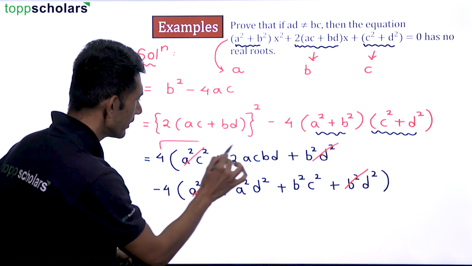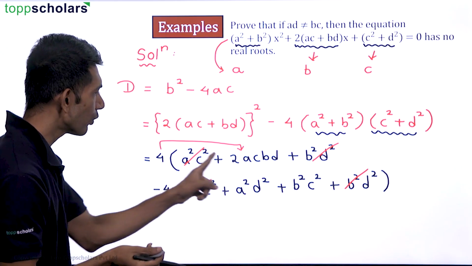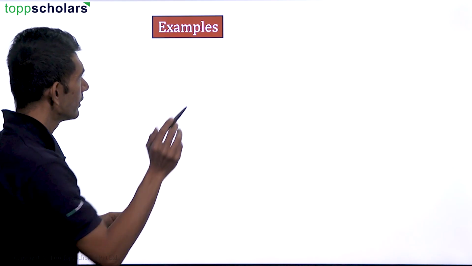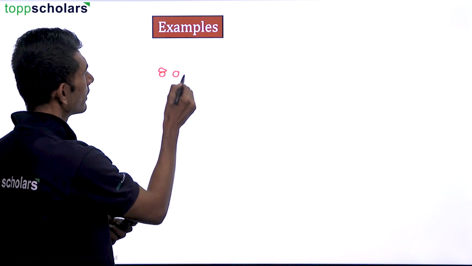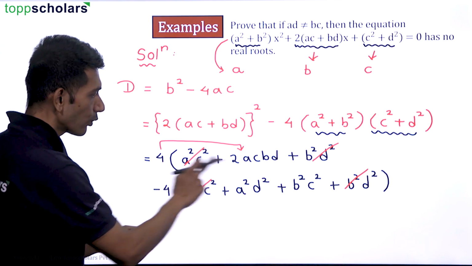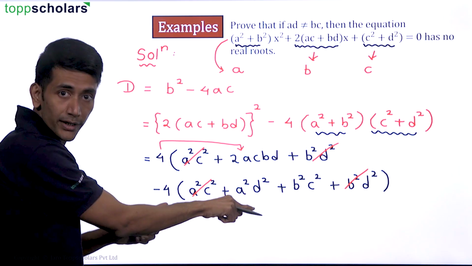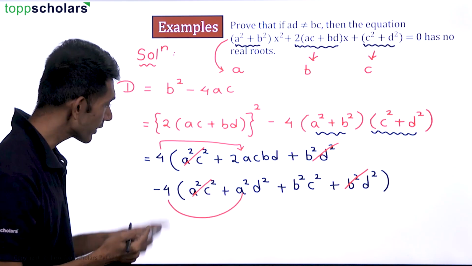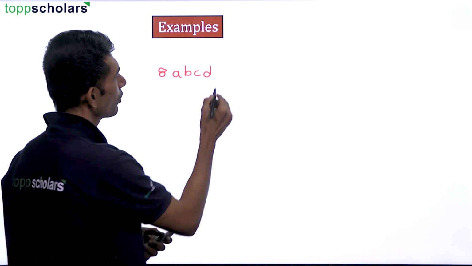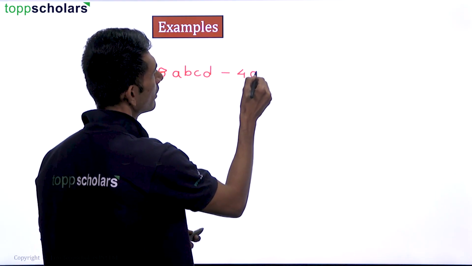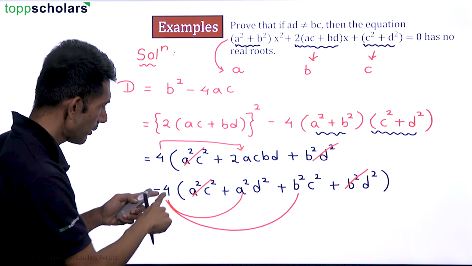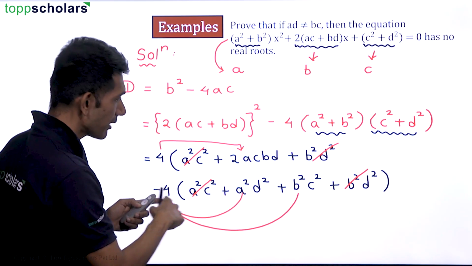So if I multiply 4 here, that will become 4 into 2, 8 ABCD. So let me write it down on the next page now. I have 8 ABCD. 4 into 2 is 8 ABCD. Now minus 4 into A square D square. So minus 4 into A square D square is minus 4 A square D square and minus 4 B square C square.